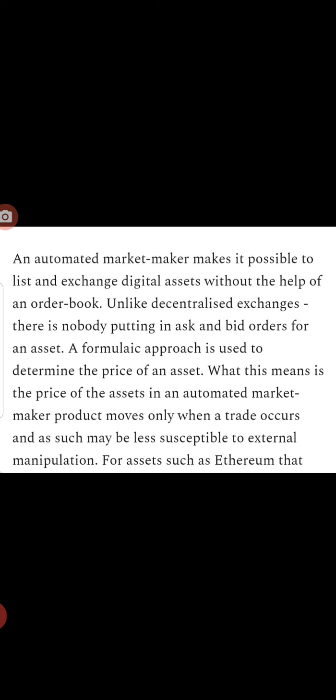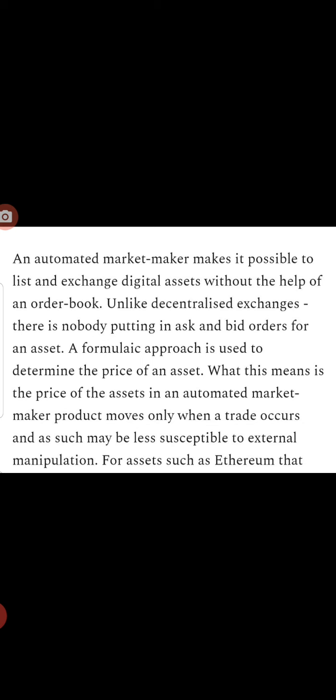A formulaic approach is used to determine the price of an asset. What this means is that the price of an asset in an automated market maker product moves only when a trade occurs. As such, it may be less susceptible to external manipulation. So instead of relying on the old method, where you have the order book and somebody has to put in a buy order and somebody has to put in a sell order, in this case you don't need those things. The market maker determines the price, and especially only when a trade occurs.